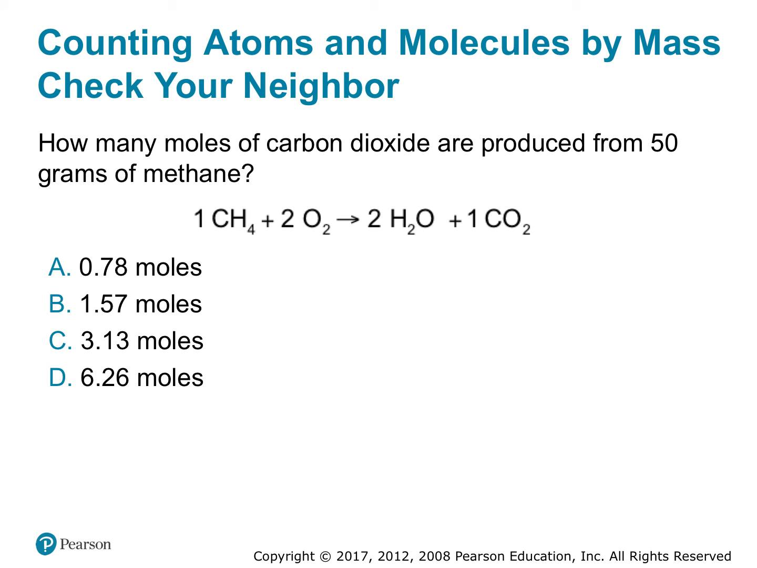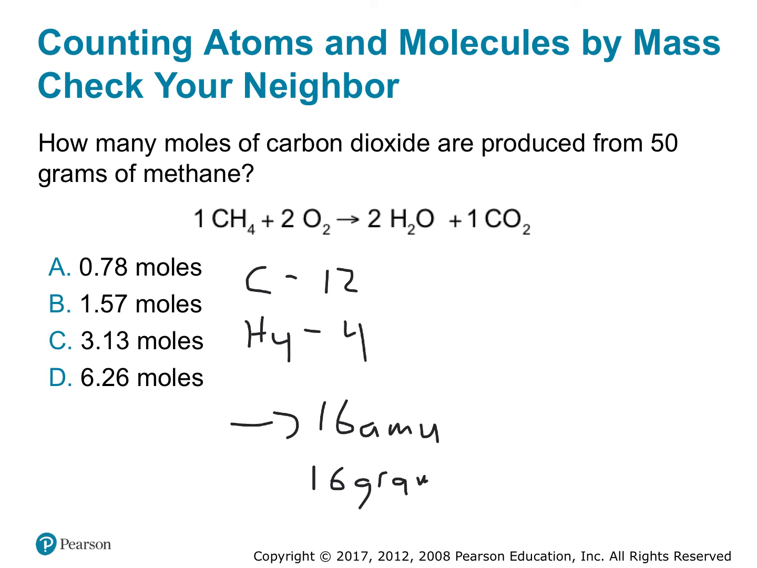So how many moles are there in 50 grams of methane? So let's start out. We've got methane is CH4, and we've got 1 mole of it. Now, the atomic mass of carbon is 12, and the atomic mass of H4 is about 4, and so the atomic mass of CH4 is 16. And so for 1 mole of CH4, that's going to be 16 grams, and that gives us 1 mole of CH4.